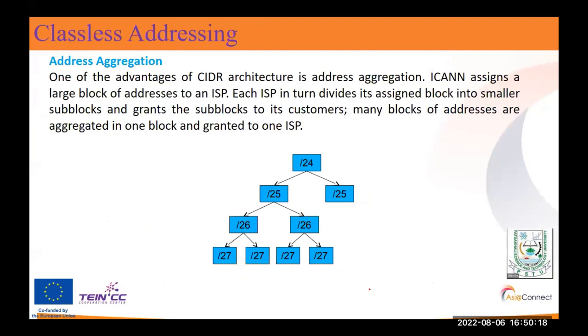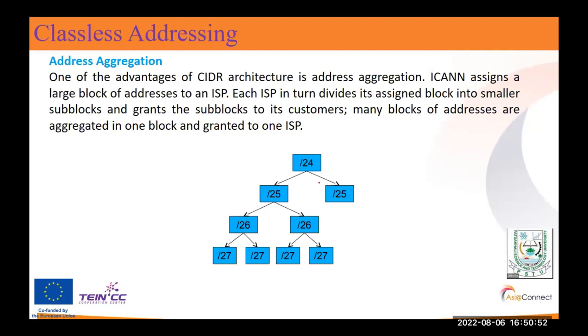So this is basically called address aggregation. This is one of the features of the CIDR architecture. One of the advantages of CIDR architecture is address aggregation. That means you can combine or you can subdivide. ICANN assigns a large block of addresses to an ISP, and the ISP in turn divides this assigned block into smaller sub-blocks and grants the sub-blocks to its customers. And many blocks of addresses are aggregated in one block granted to one ISP.